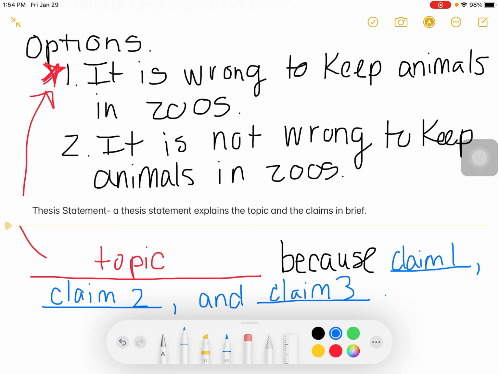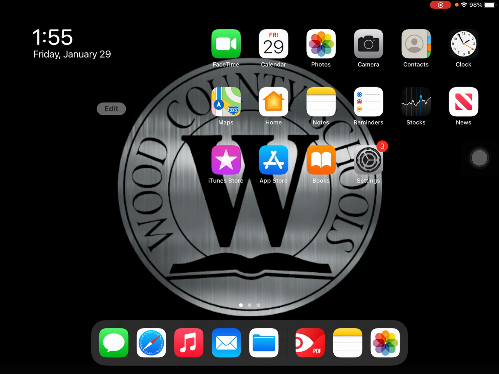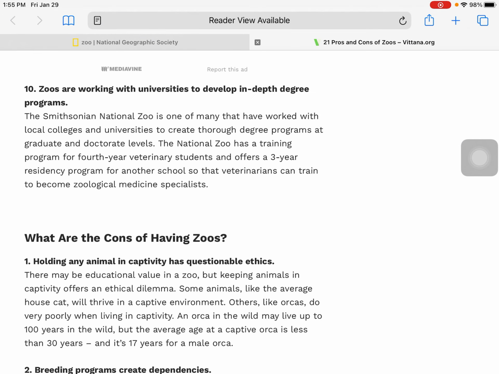Now I have to list them in the order that I'm planning to talk about them in my paper. So I want to make sure that my most important claim is claim 3, because that's the last thing my reader's going to read. So I want my best claim to be claim 3. Okay, so looking at my graphic organizer, or actually looking at my sources first, I'm going to pull up my 2 sources. I have to come up with my 3 claims.